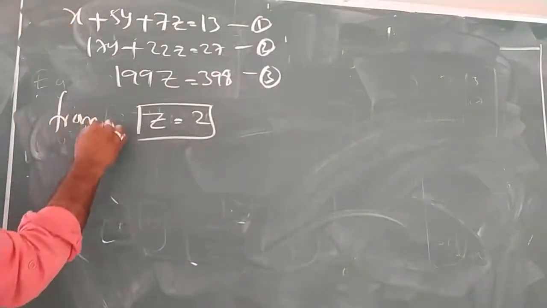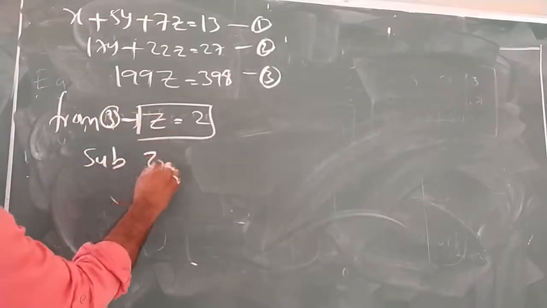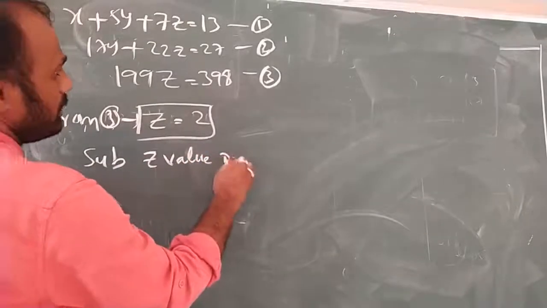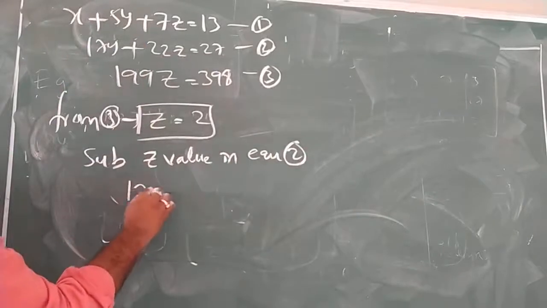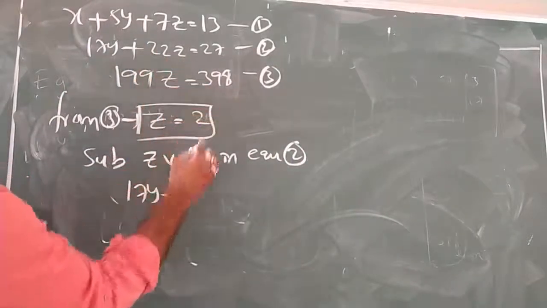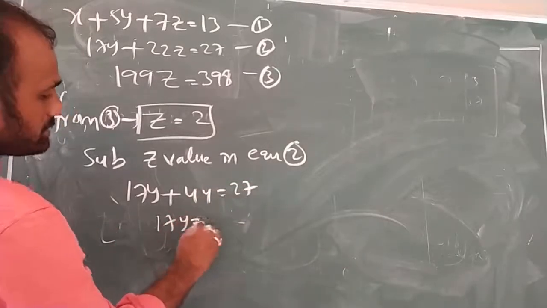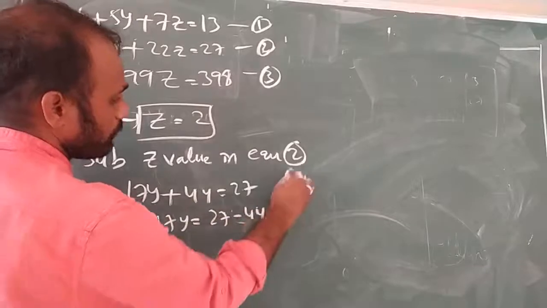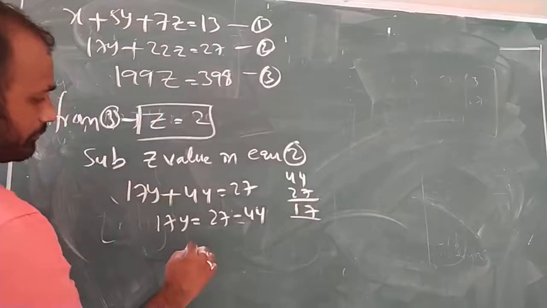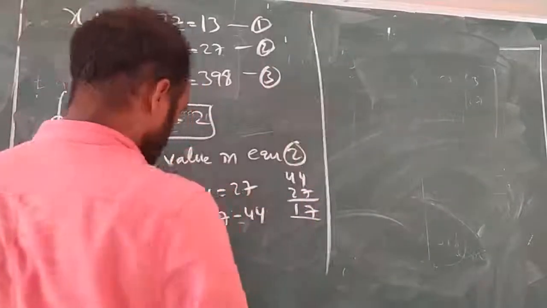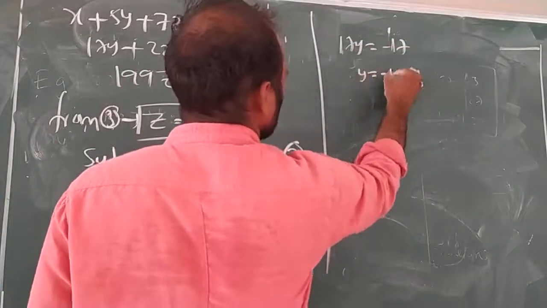From 3 I got the z value. Substitute the z value in equation 2, and I will get the y value. So 17y plus 22 into 2, which is 44, is equal to 27. So 17y is equal to 27 minus 44. So 27 minus 44 is minus 17. 17y is equal to minus 17, y is equal to minus 1.